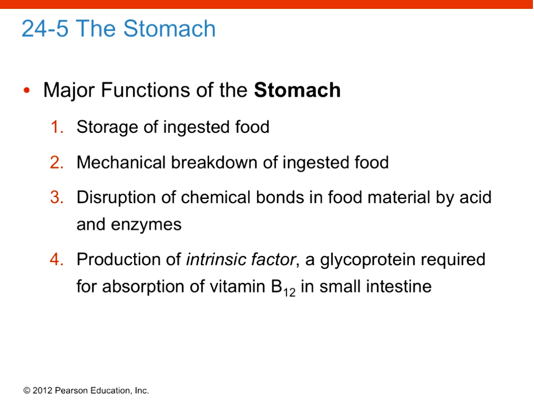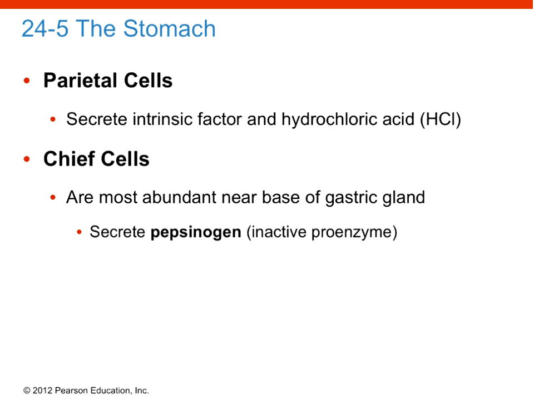You also have intrinsic factor, a glycoprotein required to absorb vitamin B12 in the small intestine. So the absorption of vitamin B12, which is fundamental in building red blood cells, also relies on the stomach. So these are the four main functions of the stomach that I want you all to remember.